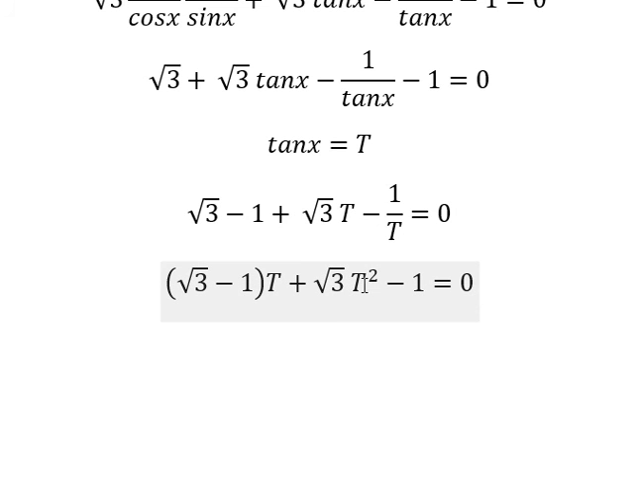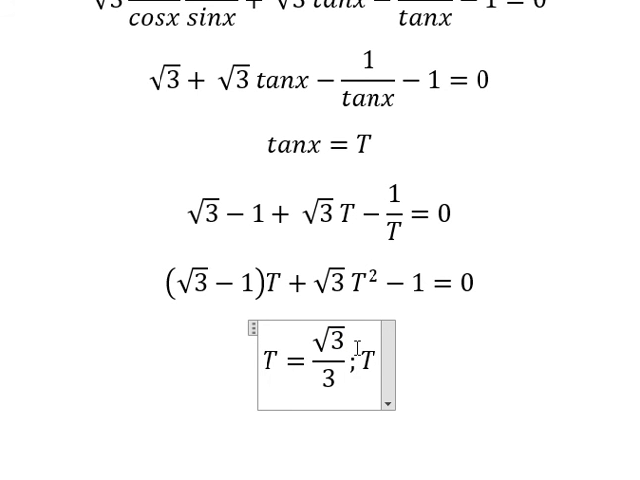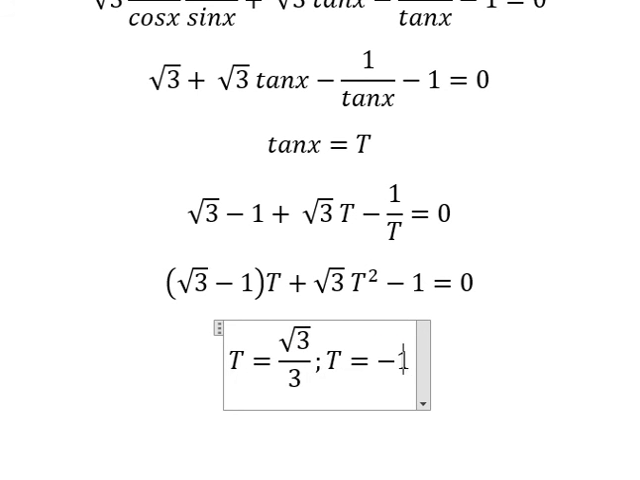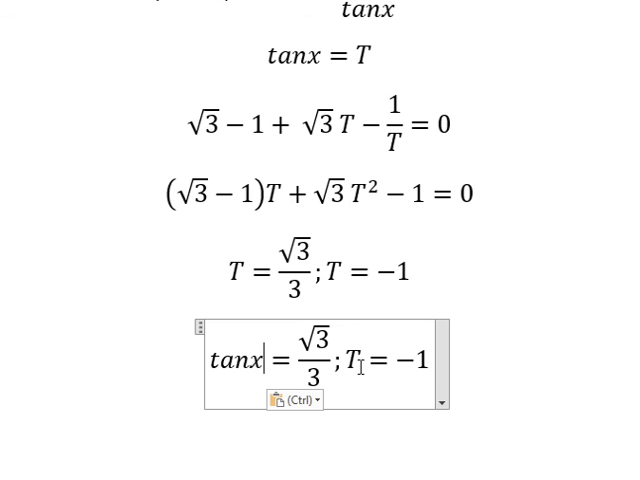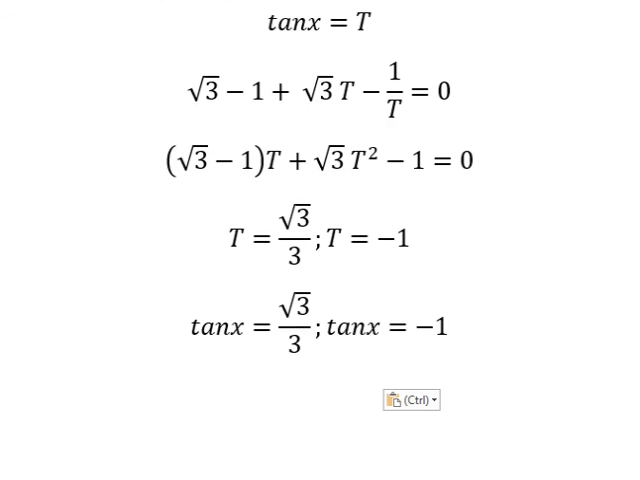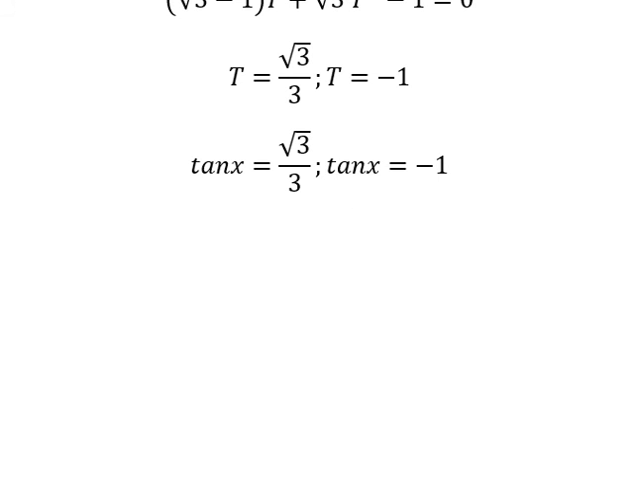And now we can find the solution of capital T in here. So we got the square root of number 3 over 3, and the second one is negative number 1. And T is tan x. And now we got the final answer.